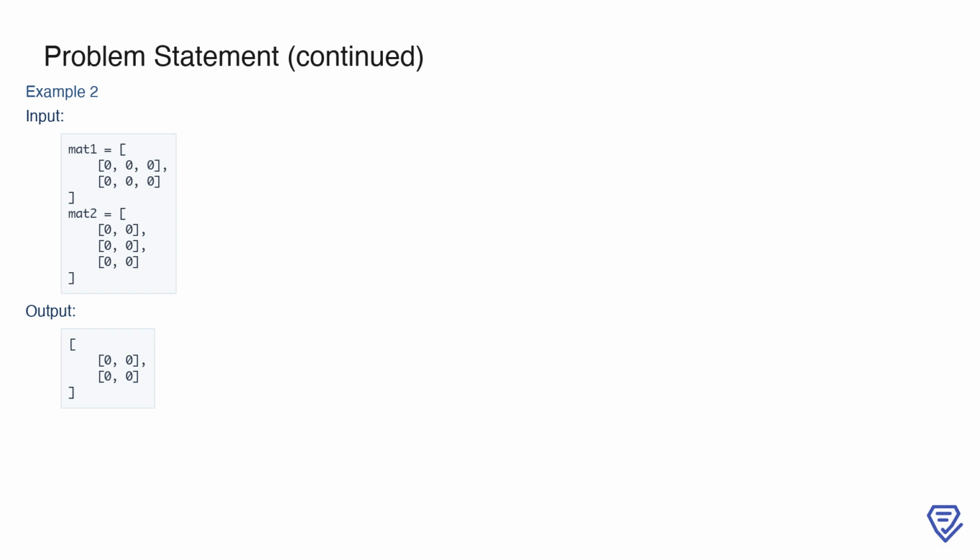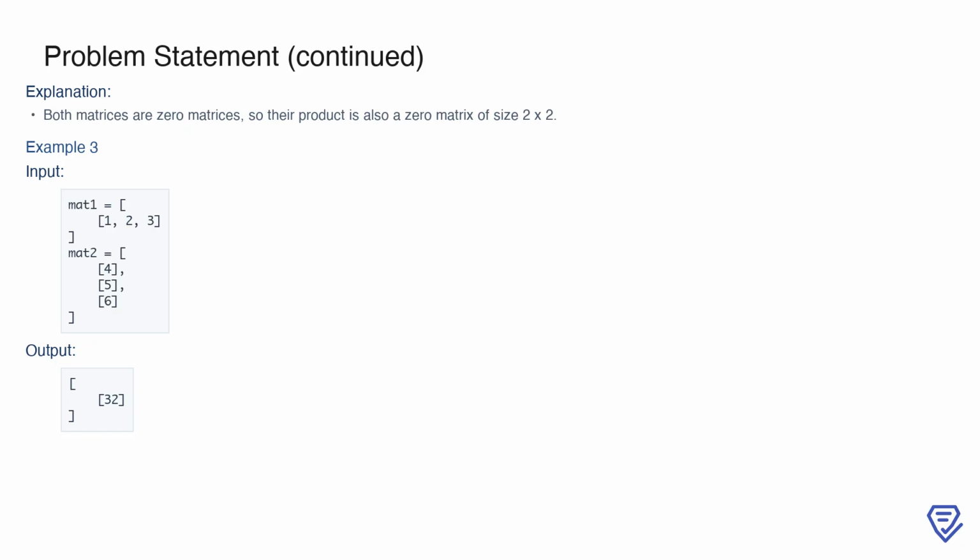When one or both of the matrices are zero matrices, the output is guaranteed to be a zero matrix of the appropriate dimensions. In the third example, mat1 is a 1 by 3 matrix, and mat2 is a 3 by 1 matrix. The multiplication involves taking the single row from mat1, 1, 2, 3, and the single column from mat2, 4, 5, 6. The dot product is calculated as 1 times 4 plus 2 times 5 plus 3 times 6, which equals 32. Since there's only one row in mat1 and one column in mat2, the result is a single element matrix, 32. This example demonstrates how matrix multiplication works even when one or both matrices are effectively vectors.